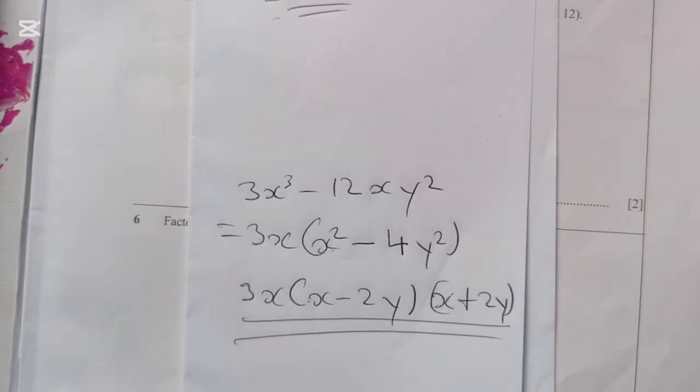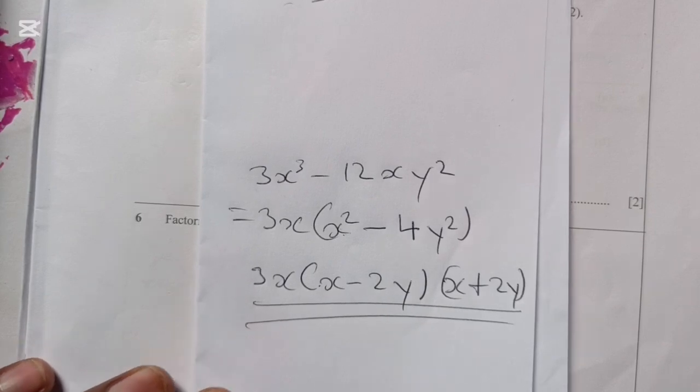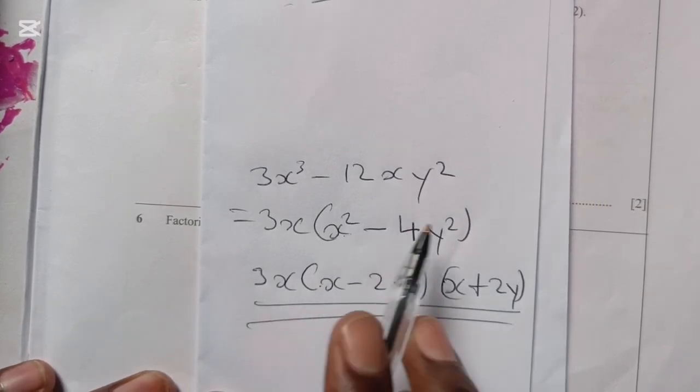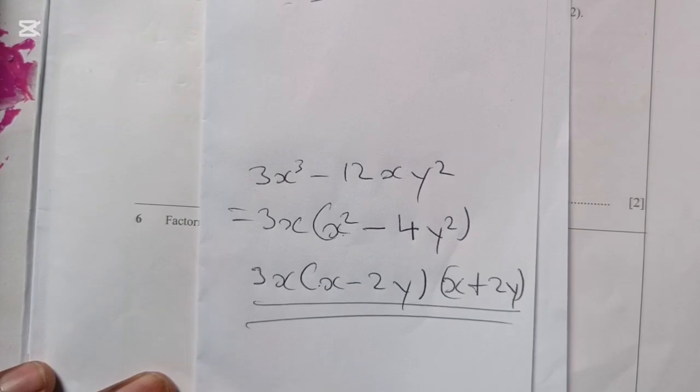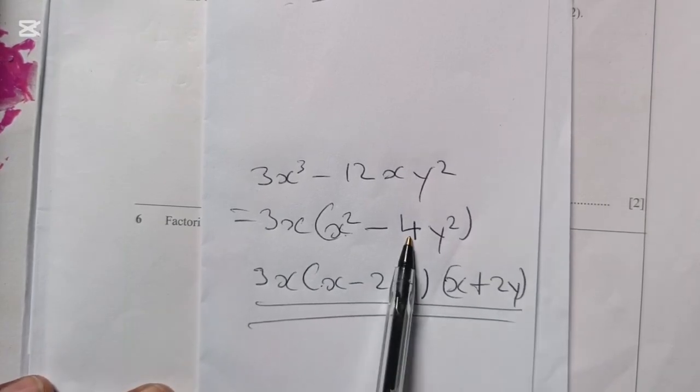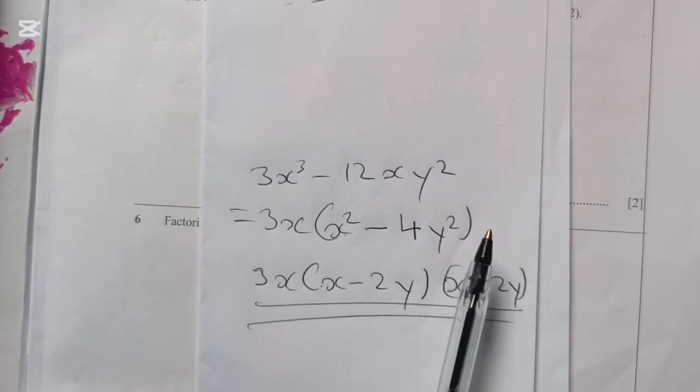Okay, guys? From there, it is done. This is our final answer. You don't leave your answer in square roots. Okay, guys? So here is our answer. So we can multiply this. We see if it will read us back to this. Let's try to prove it.